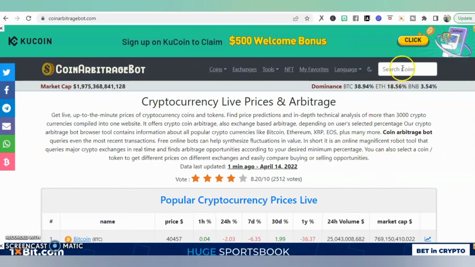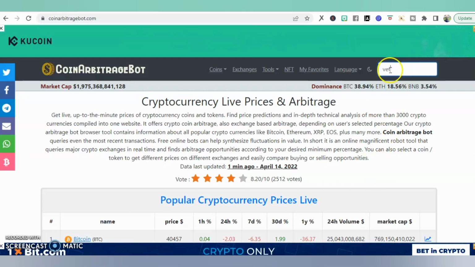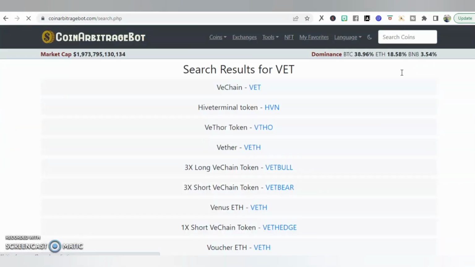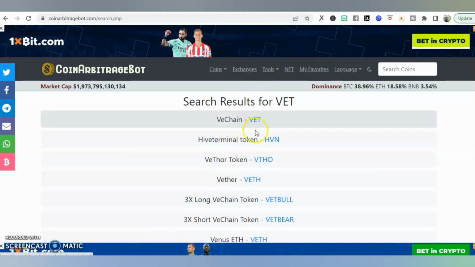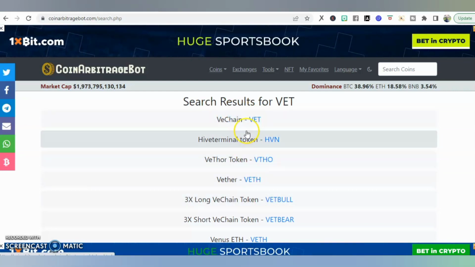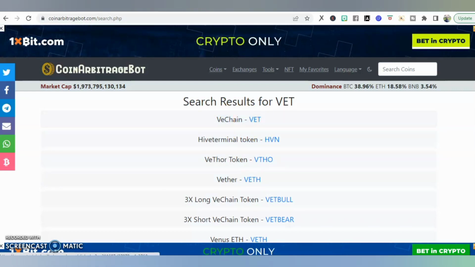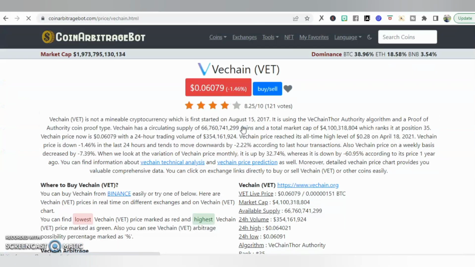One way is by searching for the particular coin that you want to get information on. For example, we said VET. So if you search for VET, it's going to bring information about VET. Something you need to note, guys, is that there are different kinds of coins that use maybe the same acronym. So you need to be very careful and check out which one you are really looking for. I have searched for VET and it brought this result. The VET I'm looking for is this VeChain, so I'll click on it.